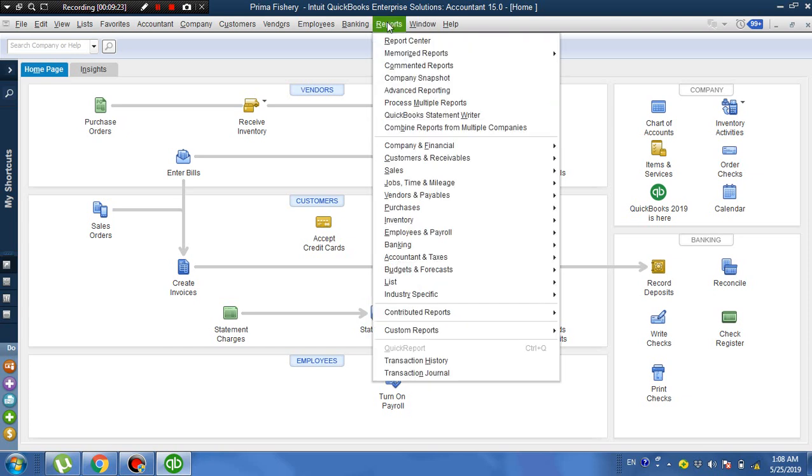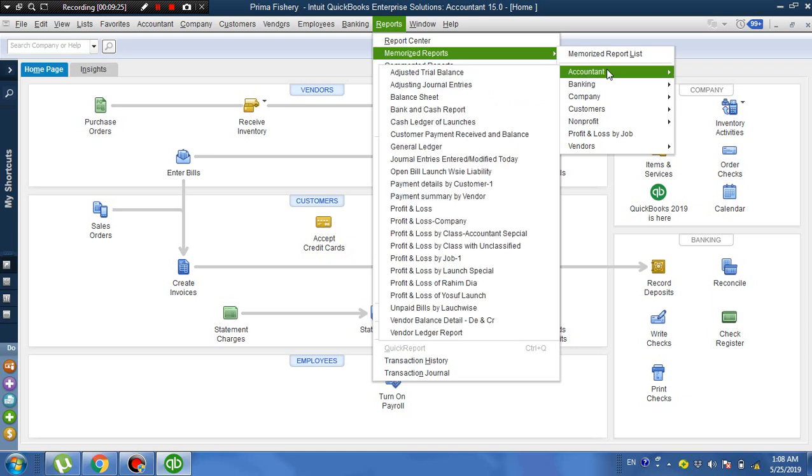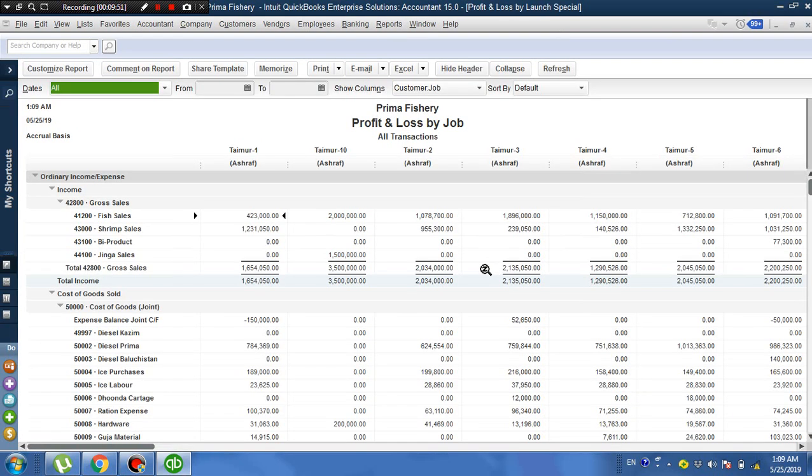For example, now if we go to see the result of the 2 or 3 transactions that we have made, here is a profit and loss by launch special. It is a boat-wise profit and loss. We select a boat, and then all the P&L of that boat is displayed. Let's see what happened. Look at this. This Taimur is already on display. This is the first trip.